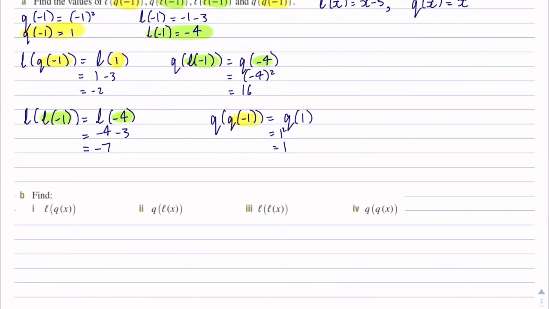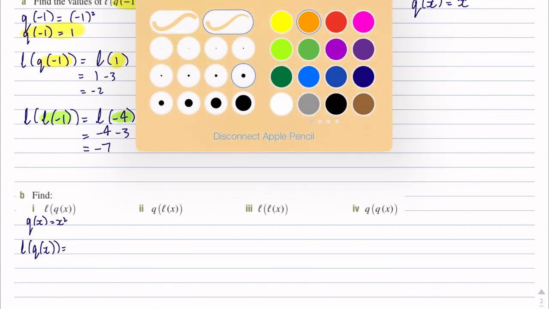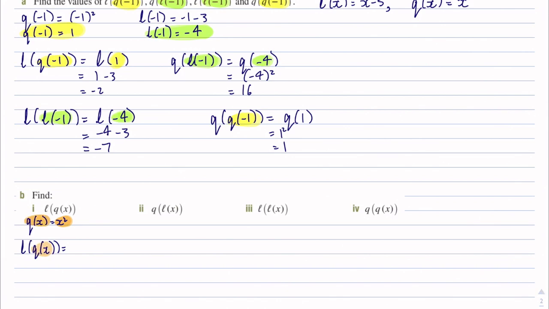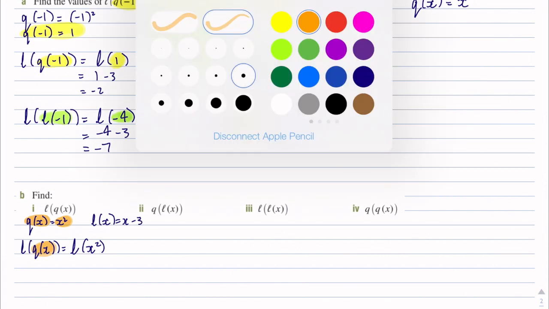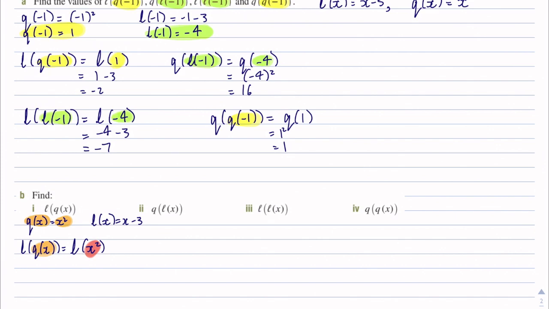Then if I would like to find L of Q of x, now, Q of x was x squared, so L of Q of x, this time I'm literally just substituting x squared in for Q of x, which means I've got L of x squared. Now remember that L of x is x take 3, so here I'm just substituting x squared instead of x, which then gives me x squared take 3.